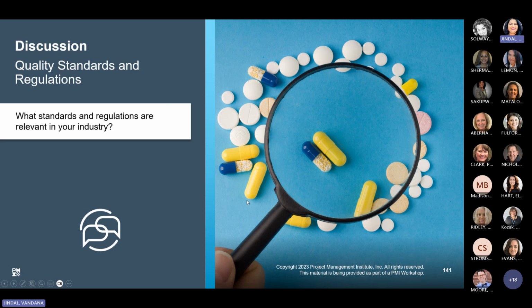So this slide is for discussion. What do you think? What standards and regulations are relevant in your industry? Would anybody give an example of standards and regulations? I know we all are in the telecom industry, but can you just give one example? Anyone would have an example?